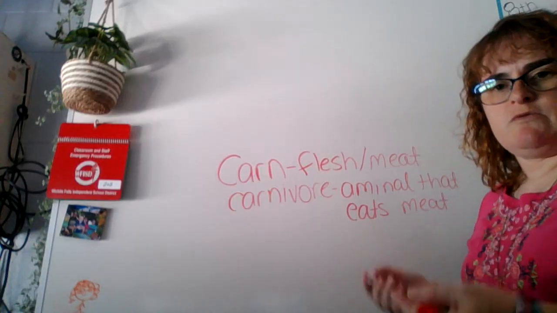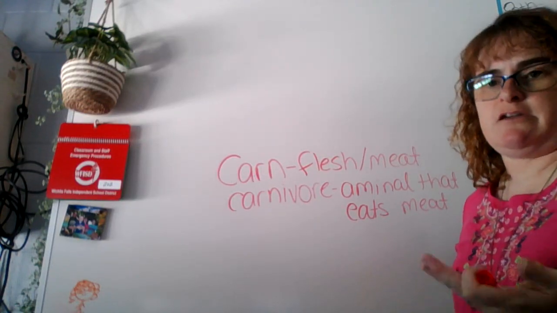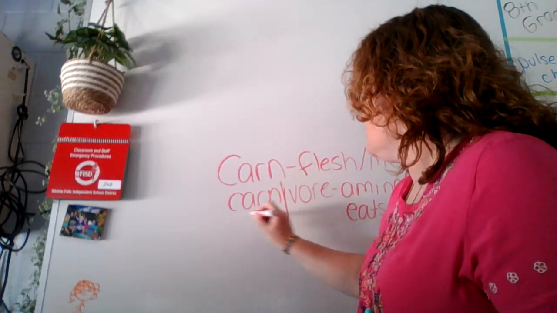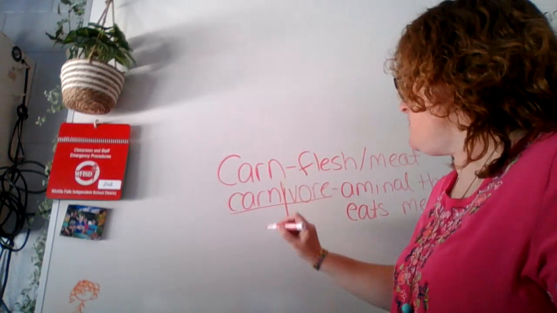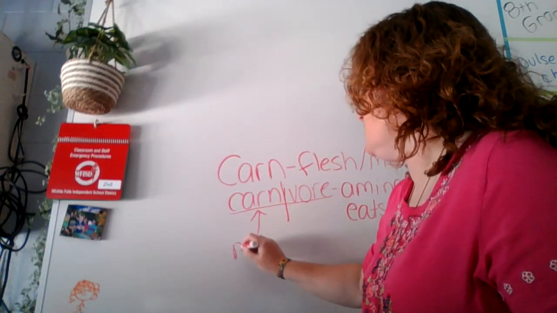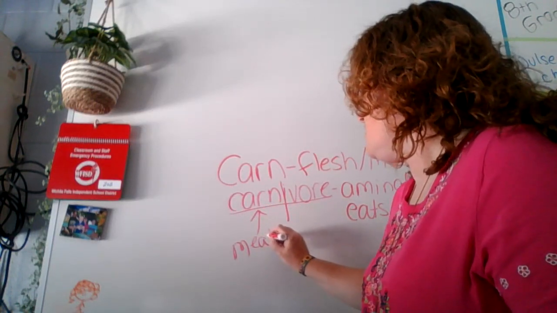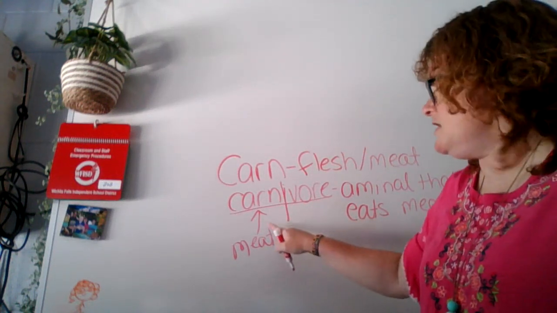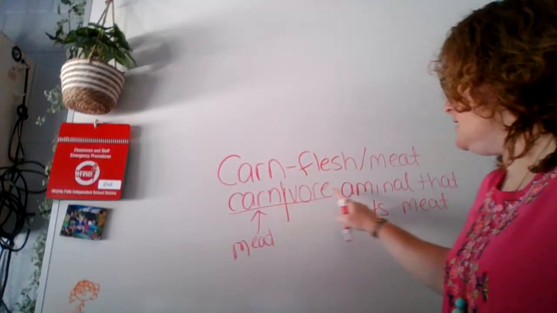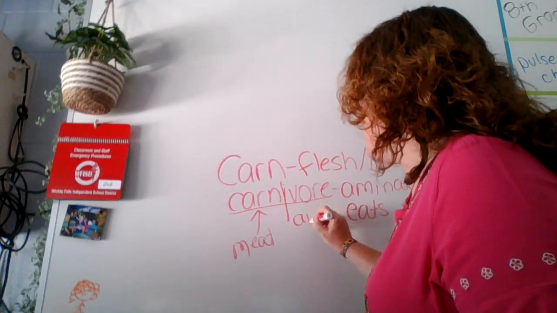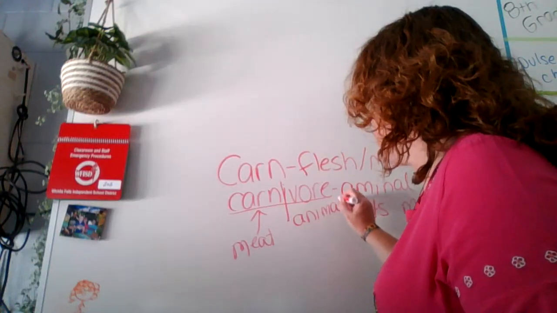Okay, so what we're really struggling with is the diagram part. So how we would diagram that is there's the word that's from my paper. Okay, so carn means meat. And here is where the struggle is, the rest of this word. Well, we know if this means meat, and the definition is an animal that eats meat, this must mean something about an animal that eats.